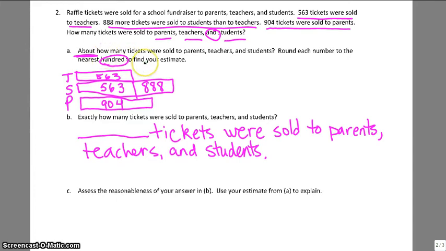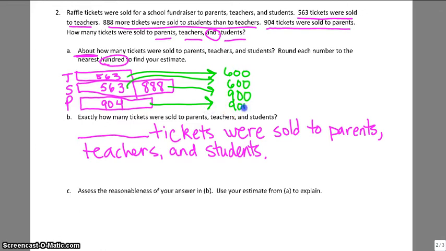I have to estimate each of those numbers. So to do that, I'm going to estimate 563. That is close to 600. 563 again, that is close to 600. 888 is close to 900. 904 is close to 900. If I add these together, I get 600.